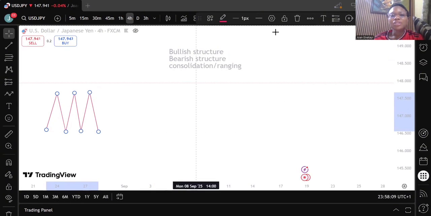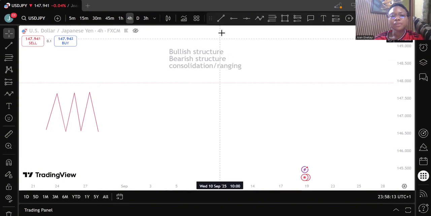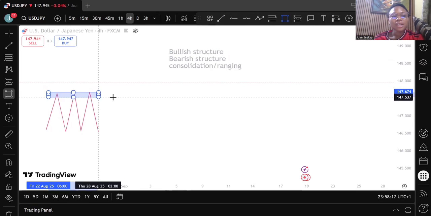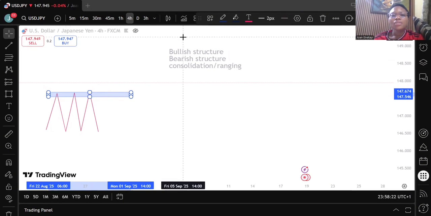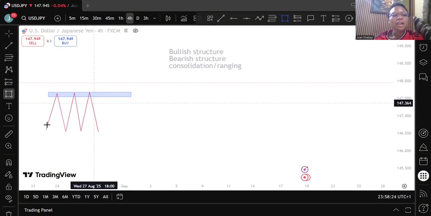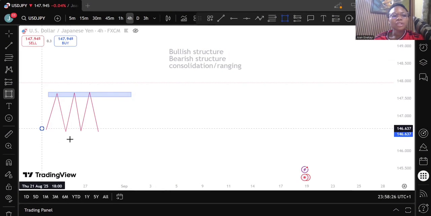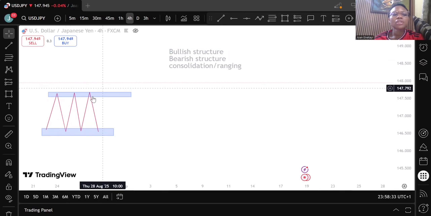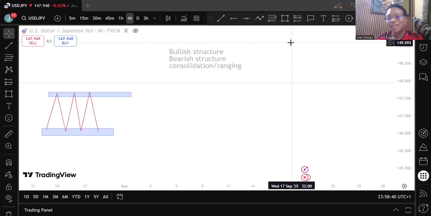I normally call this indecision because the market is simply indecisive. That is, the two pairs are both strong. That's why price is moving up and down, giving us both sells and buys. And something like this, the market can anytime break any of these zones, right, to the upside or to the downside. That's why I don't really trade this market, because it's not giving us a direction.